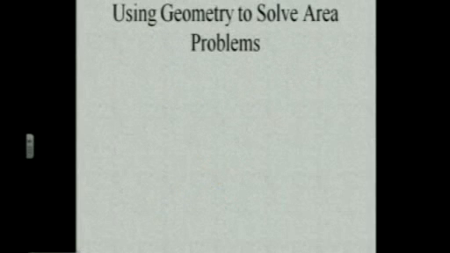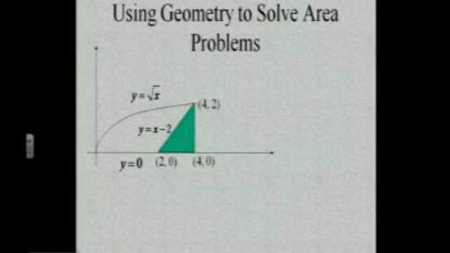We're on example 6. When we go to example 6, we see a square root of x curve on the interval of 0 to 4. So graphically, that looks like this. And we have the area under the curve from 0 to 4. So I can use some geometry there. And I see a triangle.